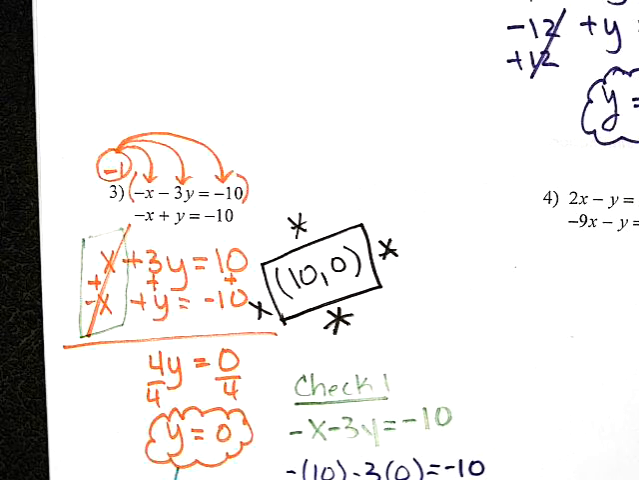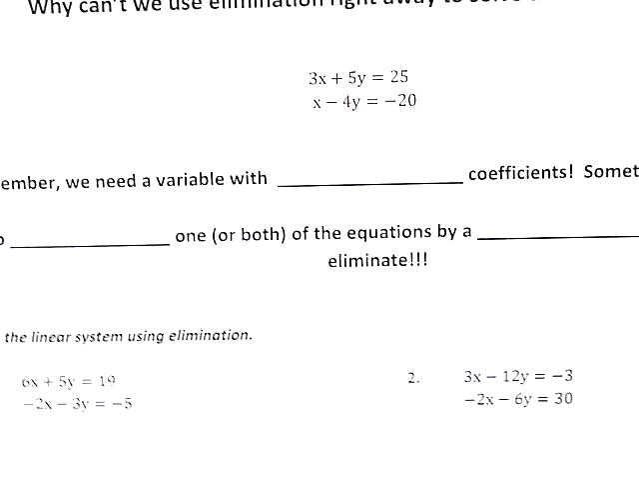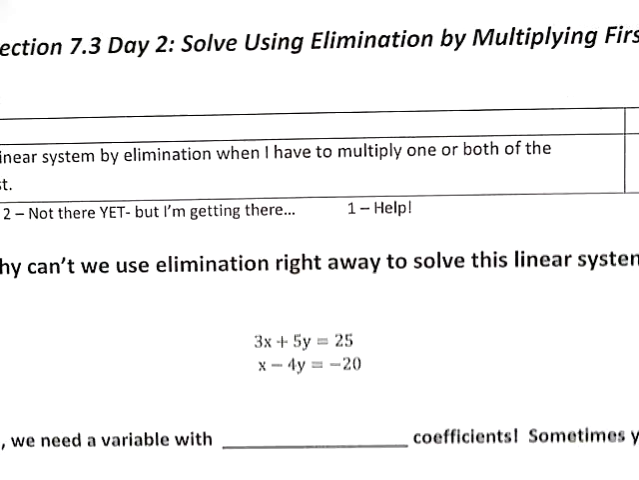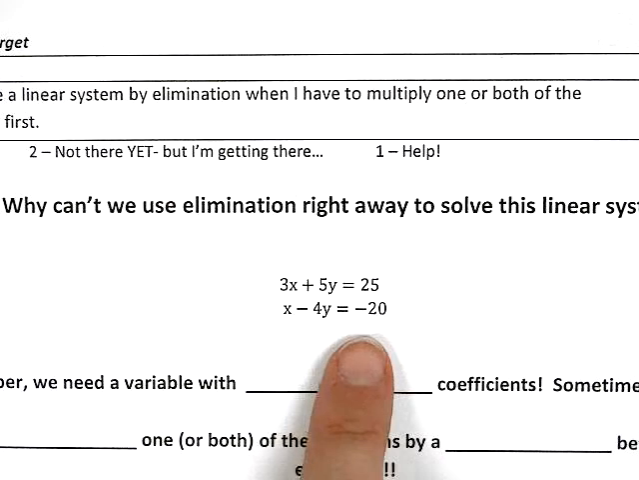Okay, but now take a look at page 17. I know we started to talk about some of them in class, but let's actually look at that very first example. All right, 3x plus 5y equals 25. x minus 4y equals negative 20.